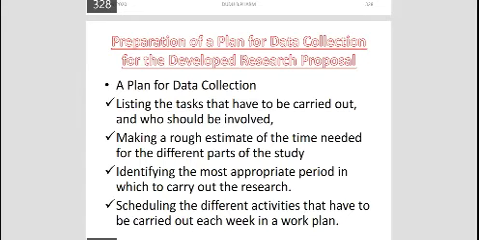Task A may have as responsible person researcher C, or task C may have a secretary, or task D a research assistant. We say list the tasks that have to be carried out and who should be involved. That is what it means. Next, making a rough estimate of the time needed for the different parts of the study.